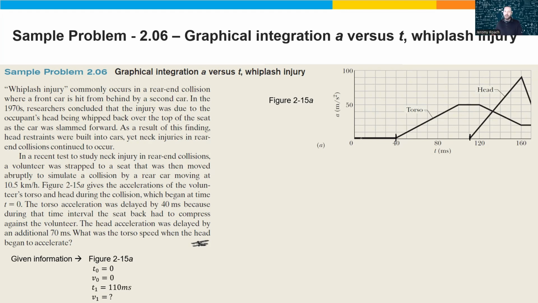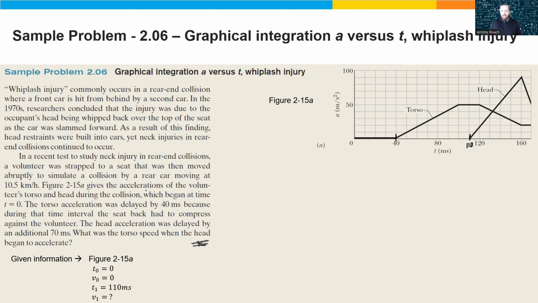Their body didn't move at first for 40 milliseconds. That's a very short amount of time. And then their body did move, and their head started to move a little bit later, 70 milliseconds later, or 110 milliseconds from the very start. So we want to figure out what their torso speed is, meaning the person's body, when their head started to accelerate.